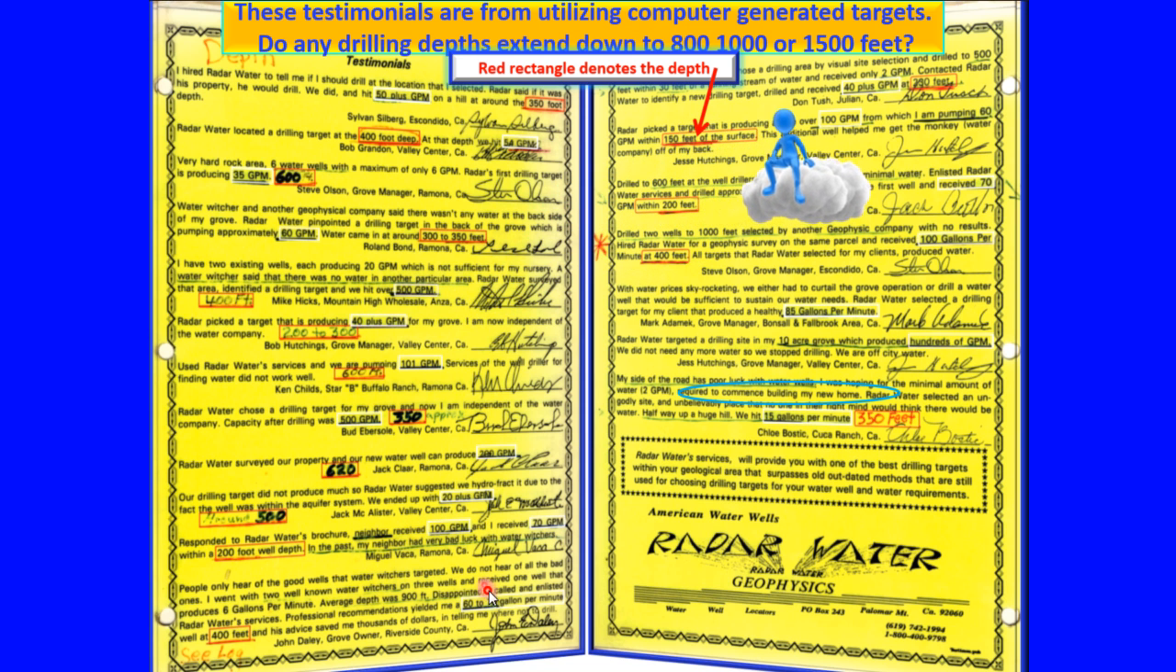70 gallons per minute, 400 feet. 40 gallons per minute, 230 feet. 100 gallons per minute, 150 feet. 70 gallons per minute, 200 feet. 100 gallons, 400 feet. 85 gallons per minute. Hundreds of gallons a minute. Jess Hutchings, Grove Manager, Valley Center. 15 gallons per minute, 300 feet. Homeowner.